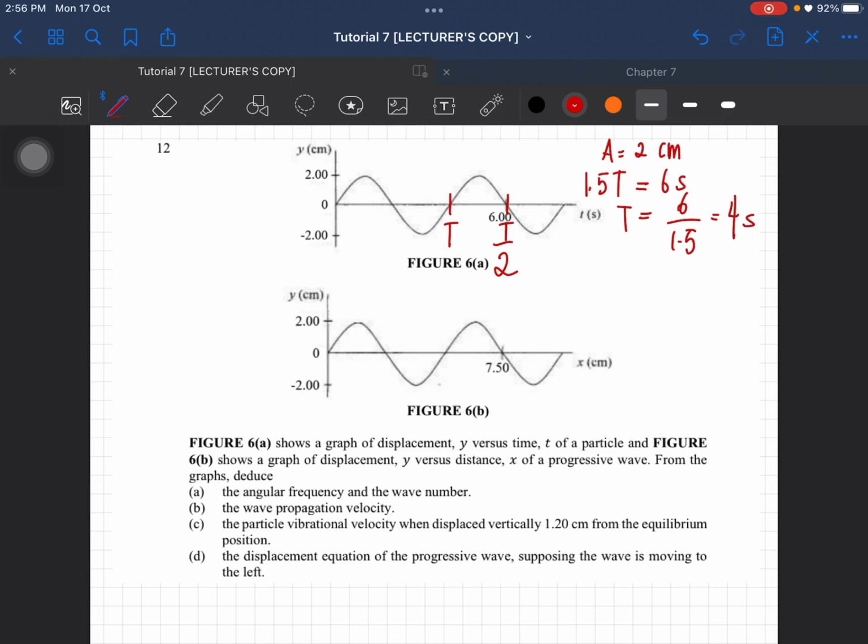Next, for this graph, we have obtained the amplitude. Now we have to look at the x component, which is distance. So for distance, this is lambda. This is half lambda. So this is 1.5 lambda equal to 7.5. So lambda is equal to 7.5 divided by 1.5, which gives you the wavelength to be equal to 5 cm.